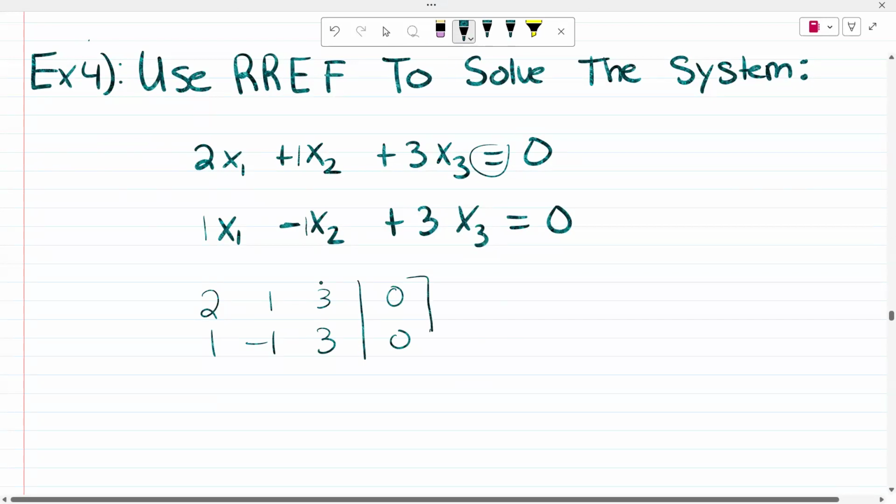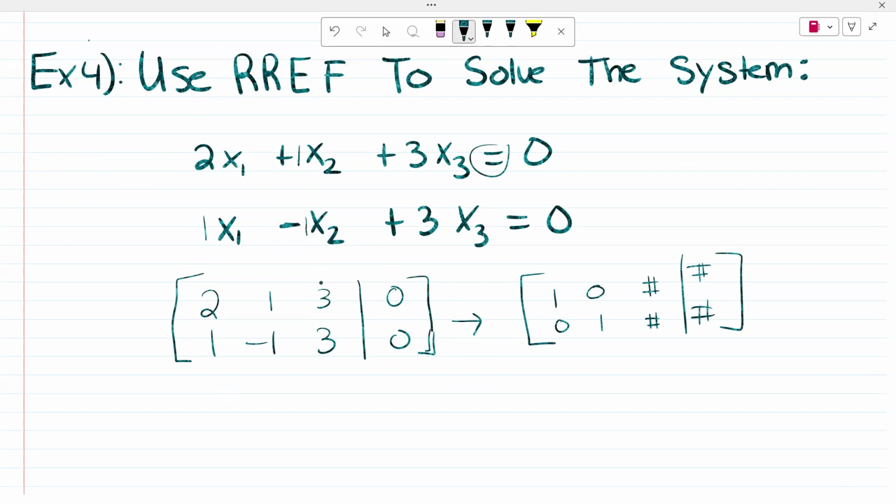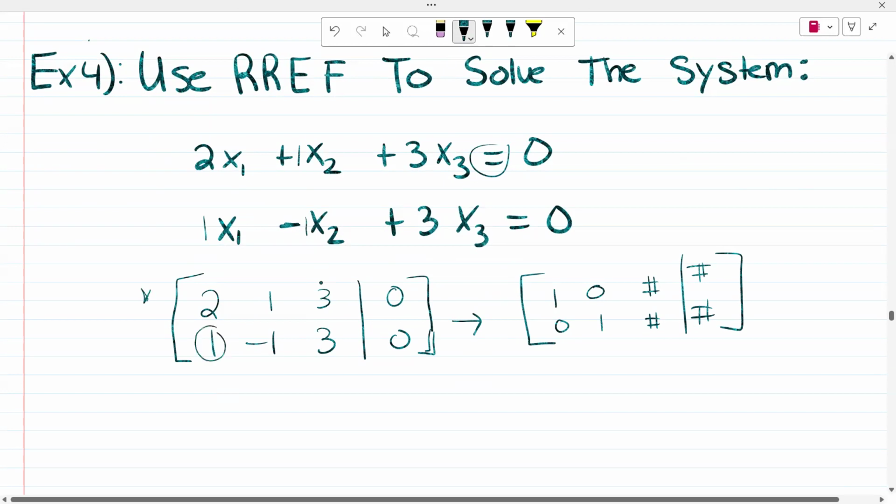So if we want to use RREF, our goal is to make this matrix look like this. We don't have to make everything 0, we don't have to make this number 0. We just have to make this, under this 1, 0, and then above this 1, we have to make it 0. So what should I do first? So we have to start with this matrix, and I think I'm going to make this 1 into a 0.